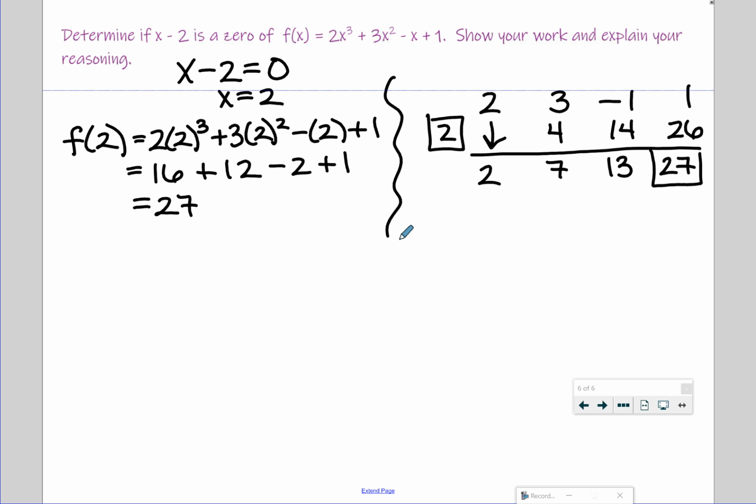So now to answer the question, make sure you answer the question, is it a 0? The answer is no. It is not a 0. And then your explanation, this is all the work to support your explanation. The remainder is not equal to 0 would be the explanation as to why it is not a factor or a 0.